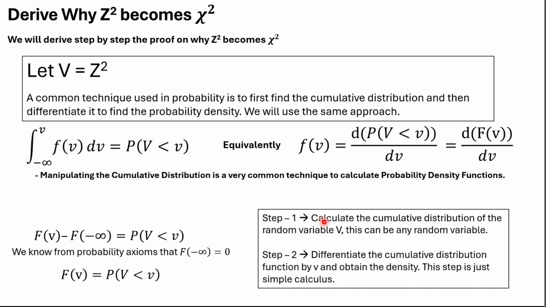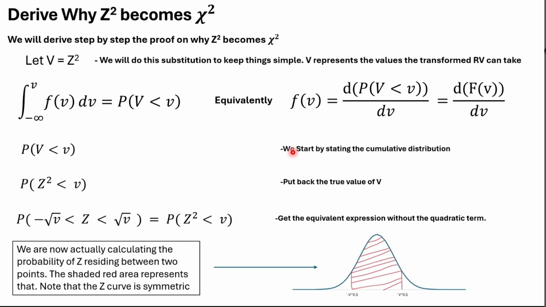So step one, you calculate the cumulative distribution of the random variable V. This can be any random variable. Step two, differentiate the cumulative distribution function by v and obtain the density. This is just simple calculus in action. So again, we've just stated where we left off in the previous slide.